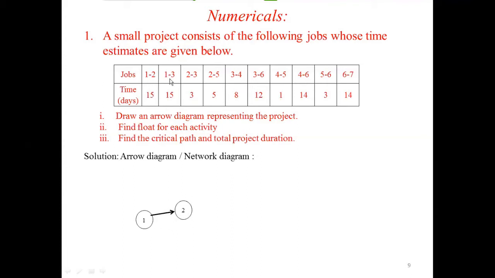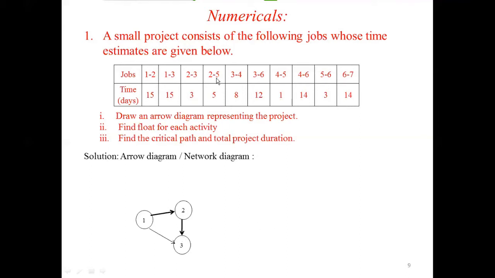The next activity given is 1, 3. That means you have to represent node 3 in front of 1 and below 2. Here I used two different lines, thick line and thin line. I will tell you how to find the critical path at the end of the problem. Next they are given 2 to 3, and hence you have to show the arrow marker from 2 to 3.